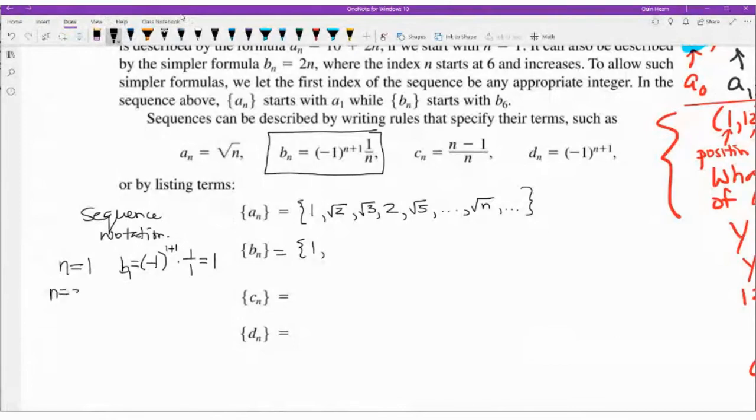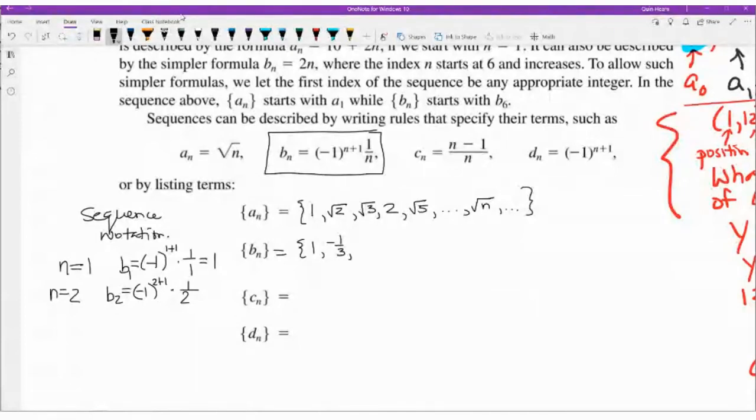Now let's look at what happens when n is 2. So we're looking at b sub 2 here. So we're going to have -1 to the power of 2 plus 1 times 1 over 2. Well, -1 to the third power is a negative. So we're going to get what? Good, -1/2.